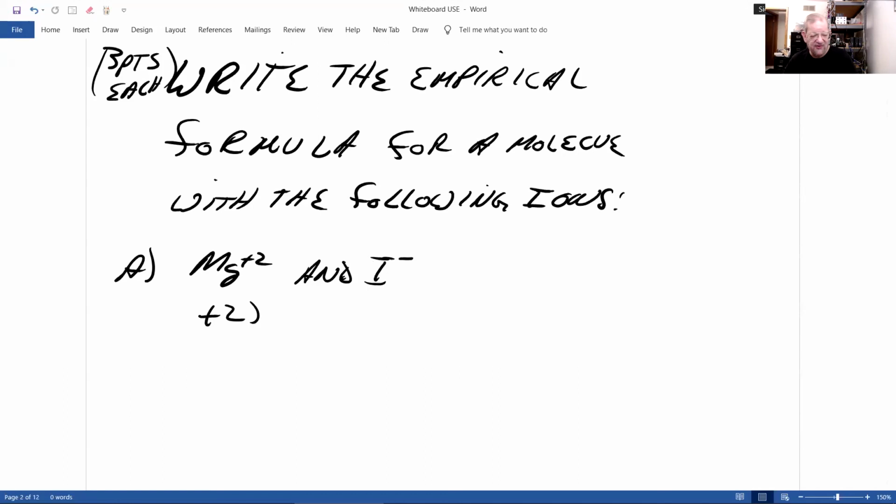How do you do this? Magnesium has a +2 and iodine has a -1. And this has to equal 0. It doesn't. You can't change the charge, but you can change how many. And now if I do that, it will be equal to 0. What does that mean? 1 magnesium and 2 iodine. And that's how you do it.